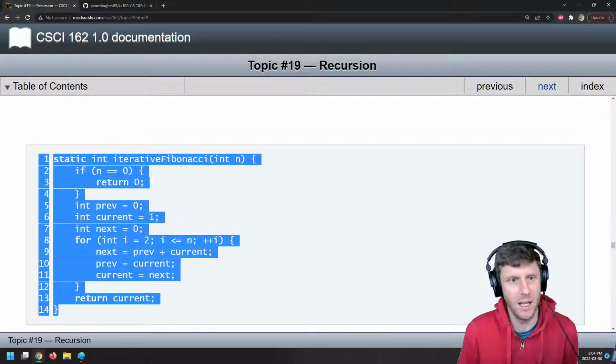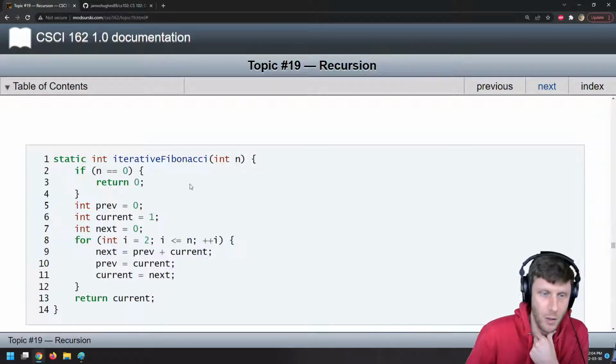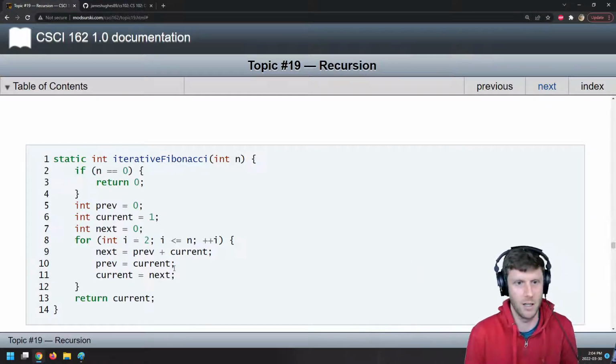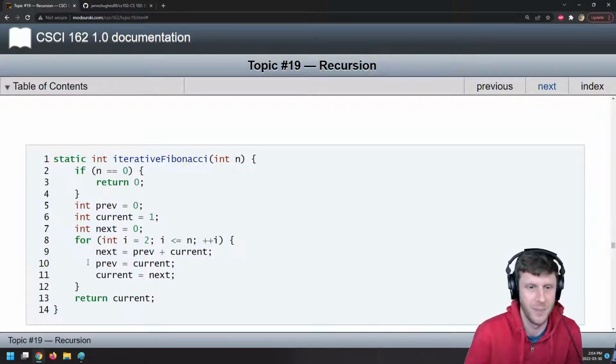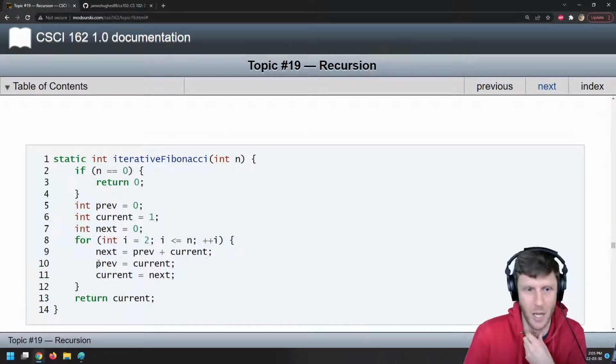But here it is. Iterative Fibonacci, n. If n is 0, return 0. Otherwise, previous is 0, current is 1, and next is 0. Then we start i at 2. While i is less than or equal to n, next is previous plus current. Previous is current. Current is next. So this is just moving things down. Next is always the next number, but once it's calculated, it becomes the current. And once we're done, we return current. So this is an iterative Fibonacci.